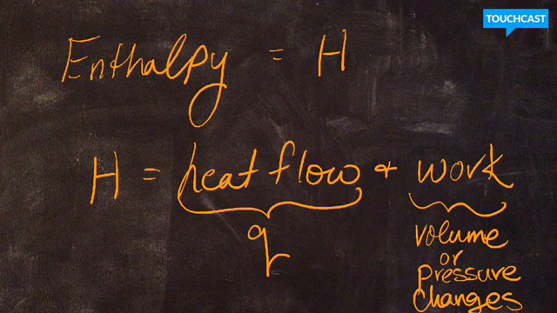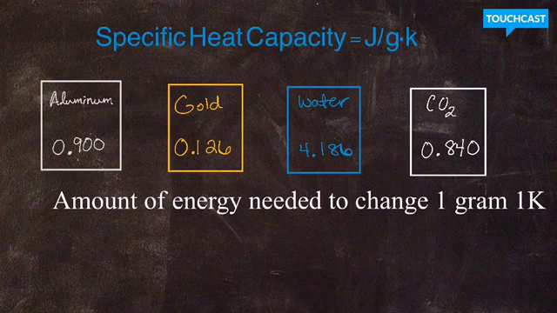So the concept of enthalpy is given a symbol of H, okay? And really all you need to see is that enthalpy is the culmination of the heat flow in a chemical reaction with the work being done in the volume or pressure changes. And chemists have many tools to help us figure out exactly how much heat was transferred from one object to another. And one of those tools that we have is the concept of specific heat capacity.